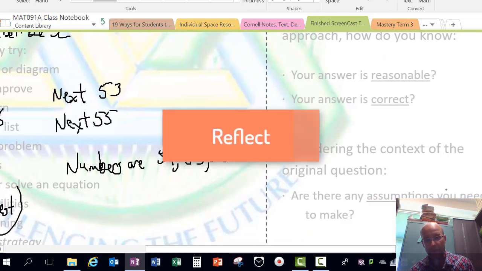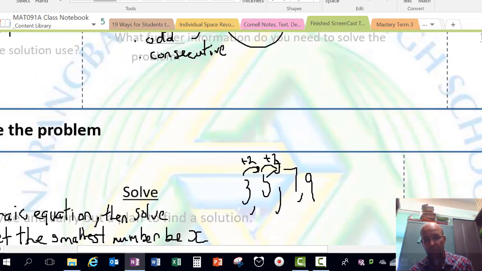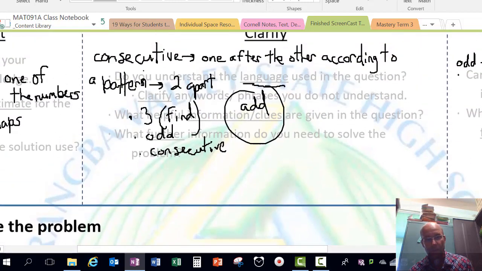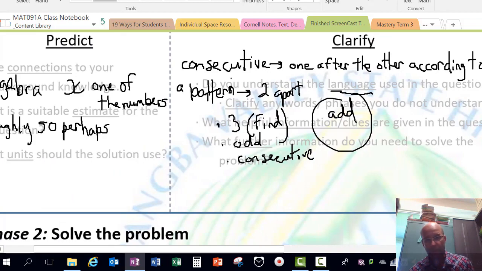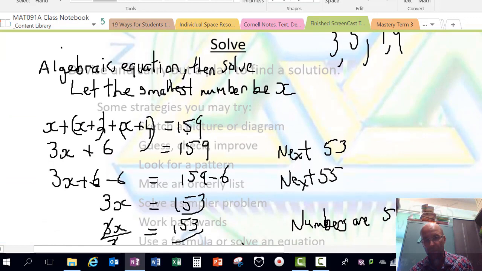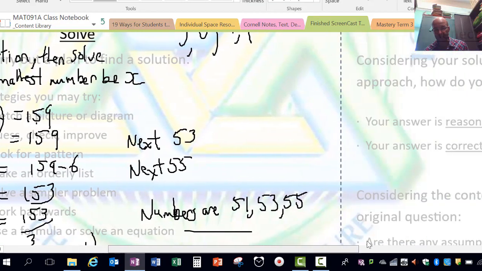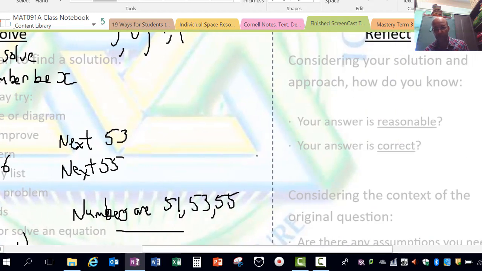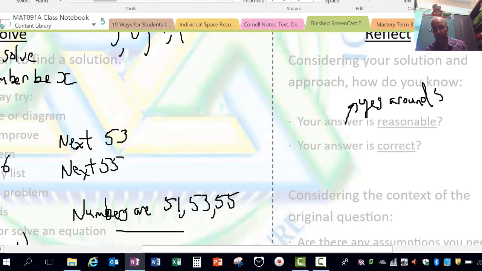Alright, last phase, reflect. Is the answer reasonable? Well, we said back when we started in the predict phase, see, this goes full circle, this process. In the predict phase, we would expect a number around about 50, roughly. And yes, we do have numbers around about 50, 51, 53, and 55. So we're ready to look at the reflect. That is reasonable based on, yes, around 50. The numbers are around 50. Yes, they are reasonable.